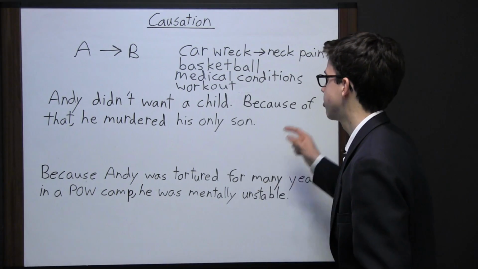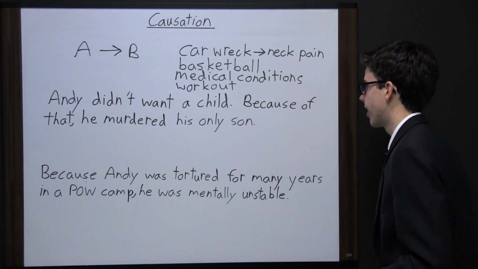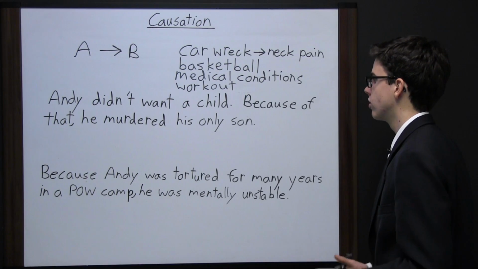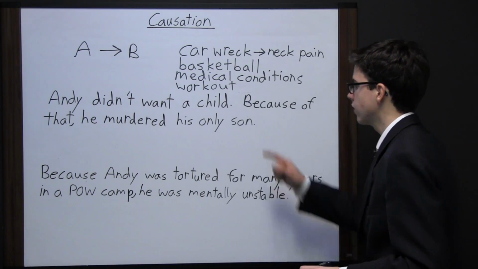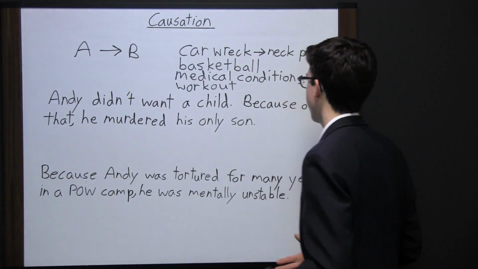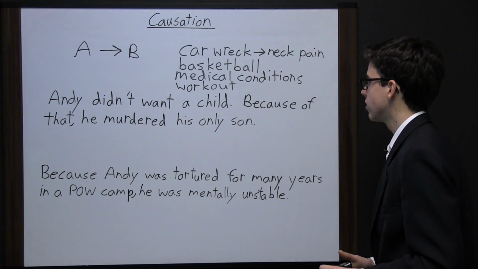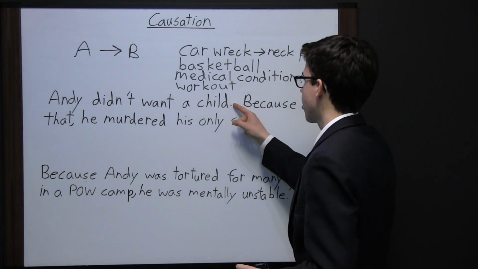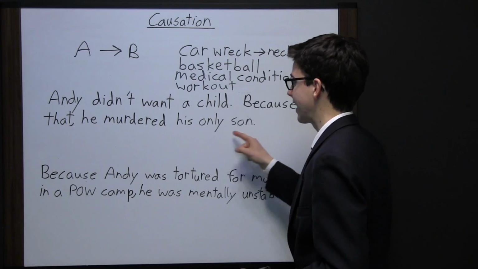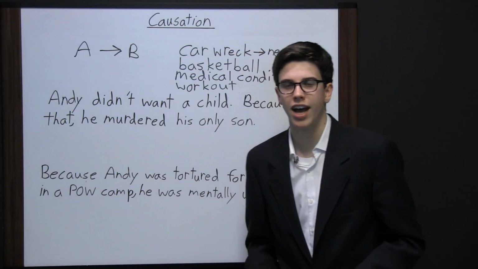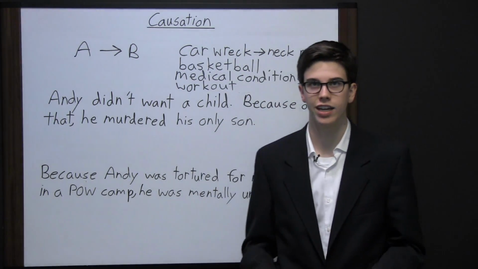So let's look at this first statement here. Andy didn't want a child. Because of that, he murdered his only son. So this first statement here is true. Andy didn't want a child. But can we determine from this first sentence that because his son is dead, that Andy murdered his son? As you can see, there's a lot of weak links here.